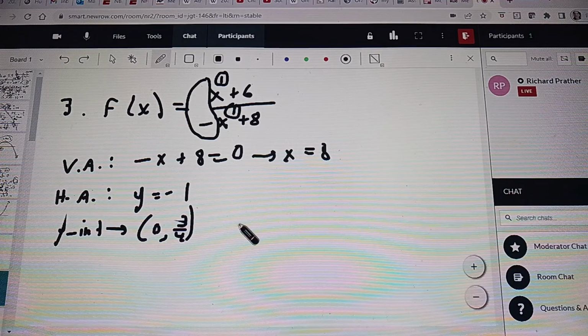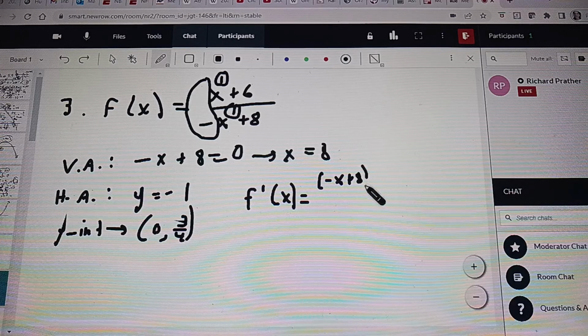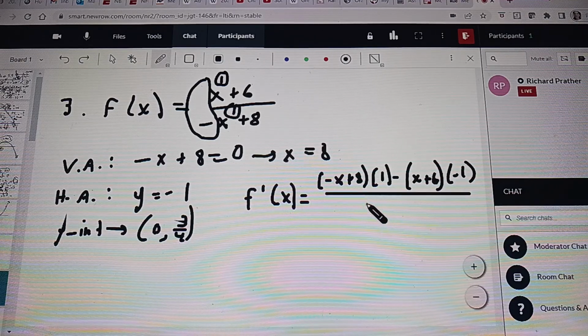Okay, then we could do the derivative. The derivative will tell us about increasing and decreasing. And this is a quotient rule, so I have to do second times the derivative of the first, which is just 1 since it's linear, minus the first times the derivative of the second, which is -1, over the second squared.